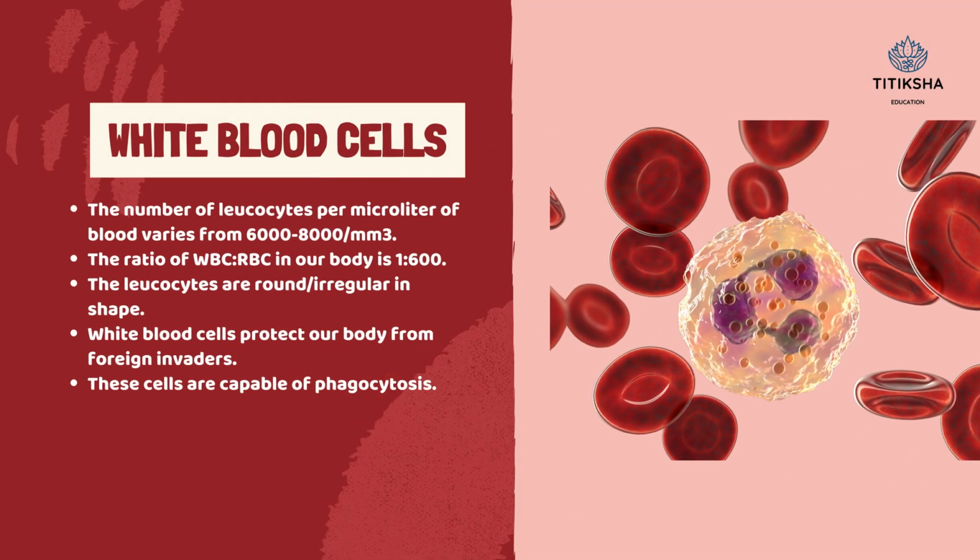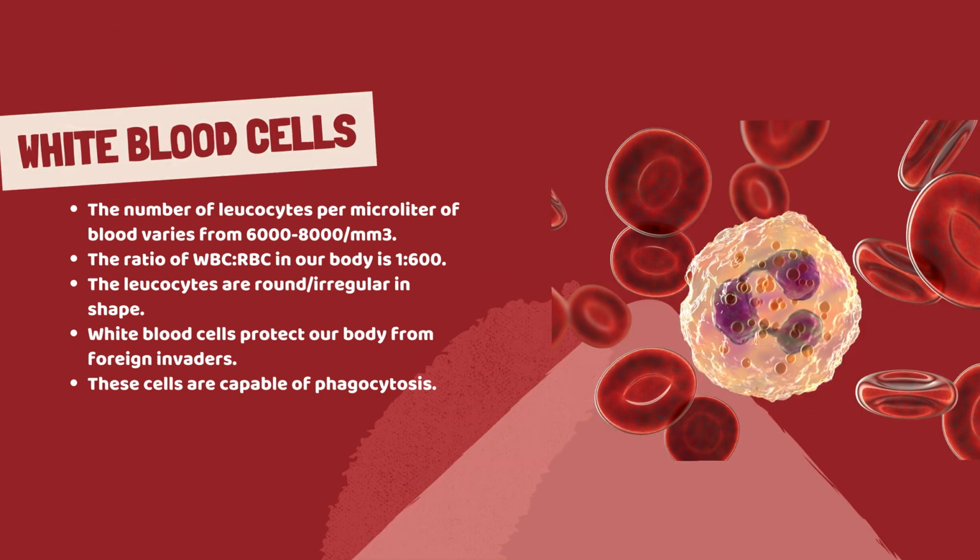The number of leukocytes varies from 6000 to 8000 per cubic milliliter. The ratio of WBC, RBC in our body is 1 to 600. The leukocytes are round or irregular in shape. White blood cells protect our body from foreign invaders. These cells are capable of phagocytosis.